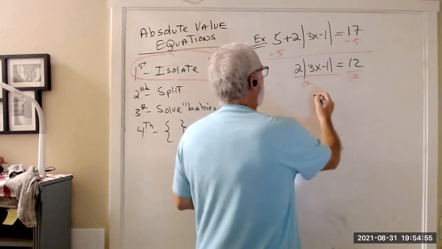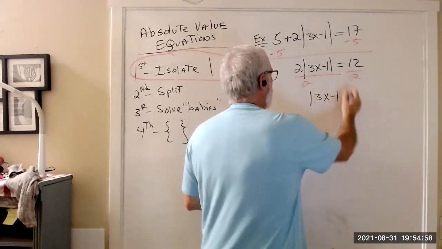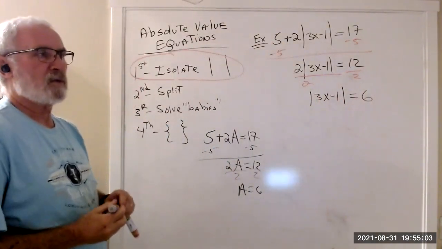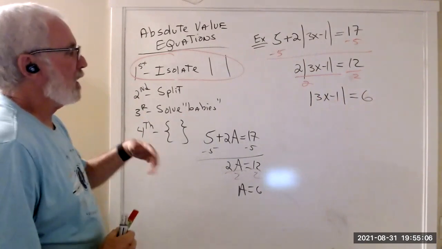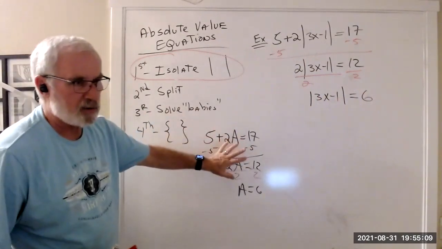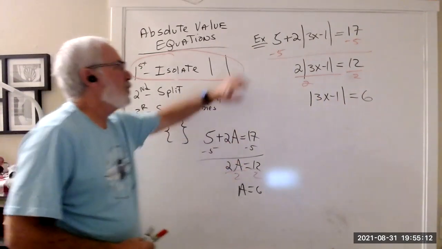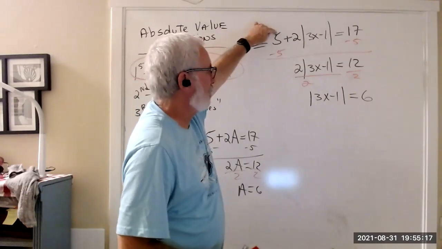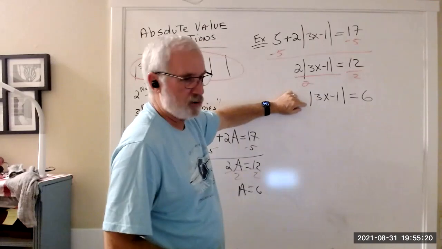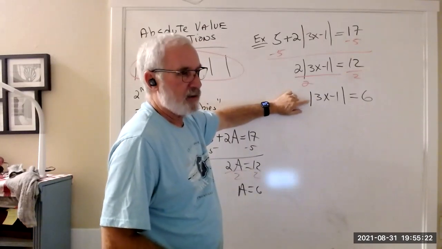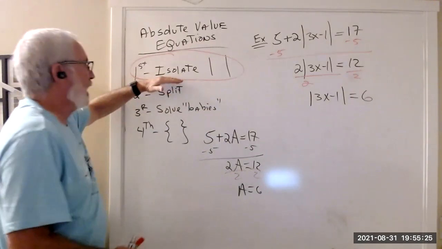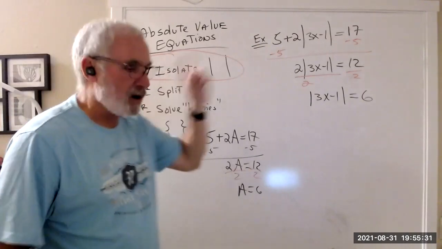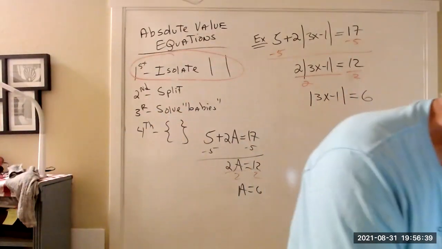Okay, so I would get absolute value 3x minus 1 equals 6. Now, whether or not you wrote a side problem over here to help you, or you knew to do this in your head, you had to take this original problem and move it to here, mathematically, because this is the isolated absolute value. You've isolated the absolute value. Okay, now I'm going to pause and let you finish that. You have about a minute and a half.